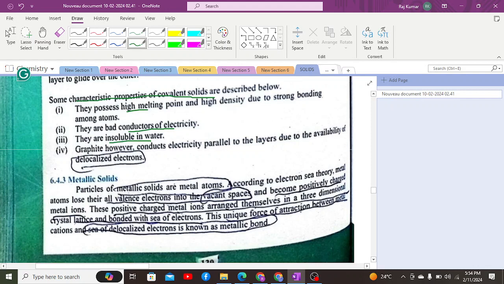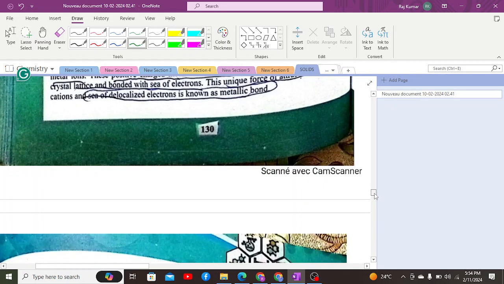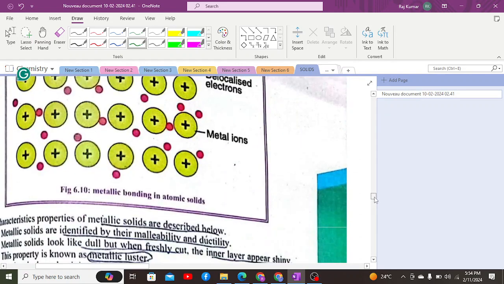These positively charged metal ions arrange themselves in a three-dimensional crystal lattice and bond with a sea of electrons. This unique force of attraction between the metal atoms is known as the metallic bond formed between them. It is also a physical force of attraction, and that metallic bond is found in atomic solids.